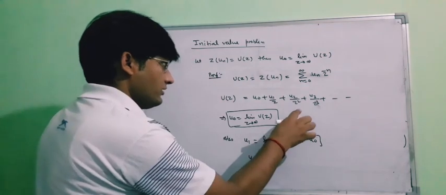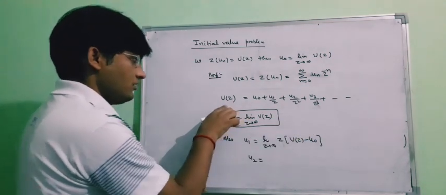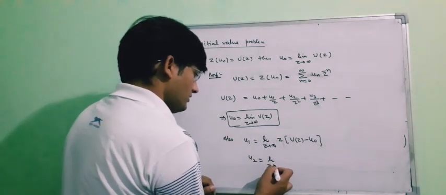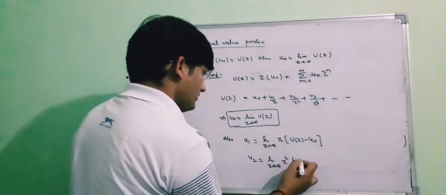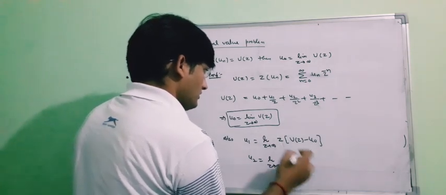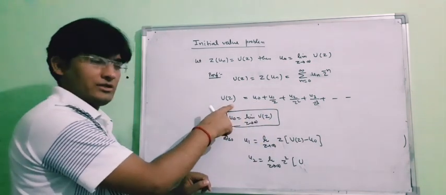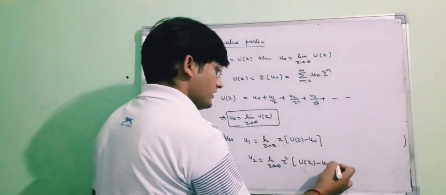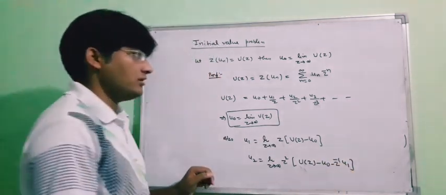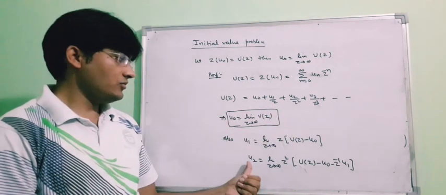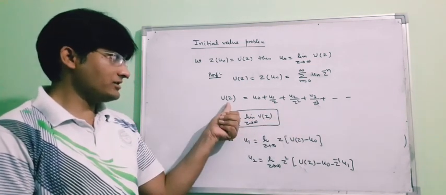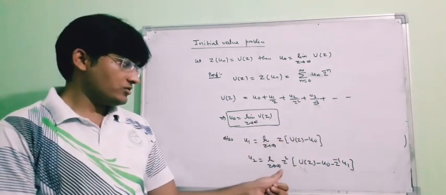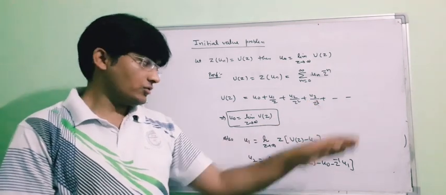Similarly, my u2 will be, if you multiply by z square here, then u2 will be the limit as z tends to infinity of z square times, take all these three terms on the left hand side. So the first term is U(z), the second term will be minus u0, the third term will be minus z inverse u1. And after that we have taken z square on the left hand side, so all the remaining terms will have 1 upon z. So as we put z tends to infinity, all those terms will be 0.